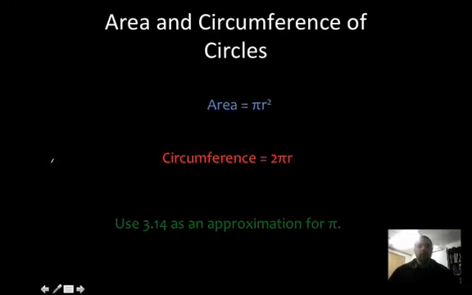Good morning. In this video we're going to look at the area and circumference of circles. Started out by writing down the formulas. Area of a circle is equal to pi times r, which represents the radius squared, or radius times radius. The circumference, on the other hand, is equal to 2 times pi times radius. Anytime I use these formulas, I'm going to use 3.14 as an approximation for pi.